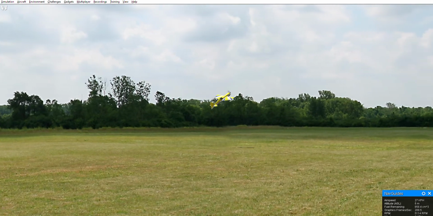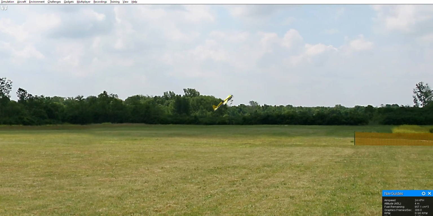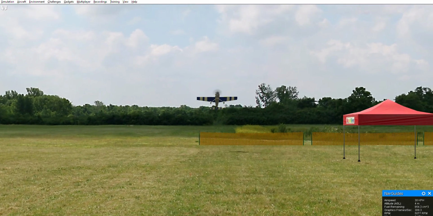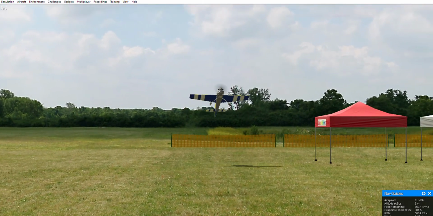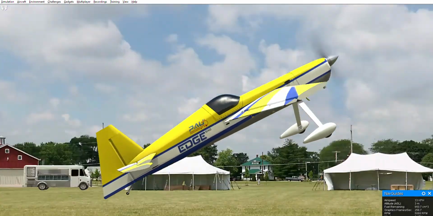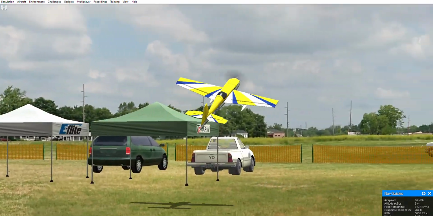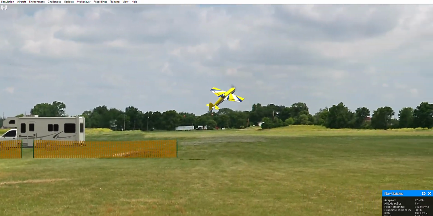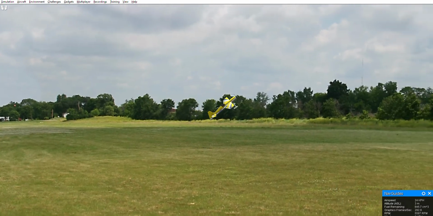The elevator doesn't control your height anymore. The throttle is controlling your height. The elevator is used to control the body angle of the plane. If you look at the elevator, it's just on about 15 or 20 degrees. And we're just using that to control the body angle of the aeroplane as it's in the Harrier.